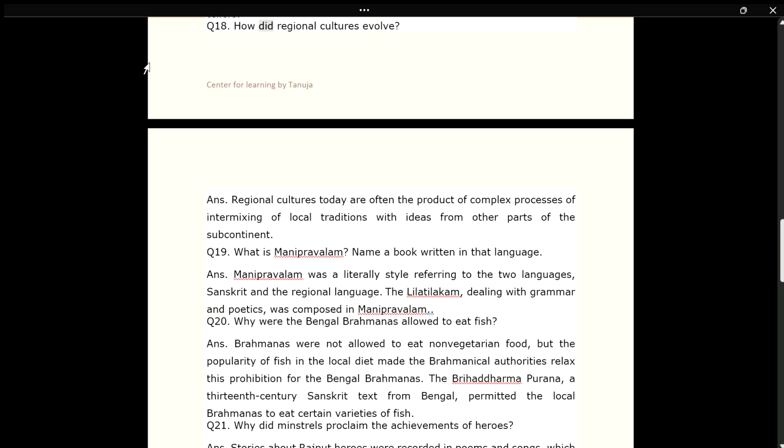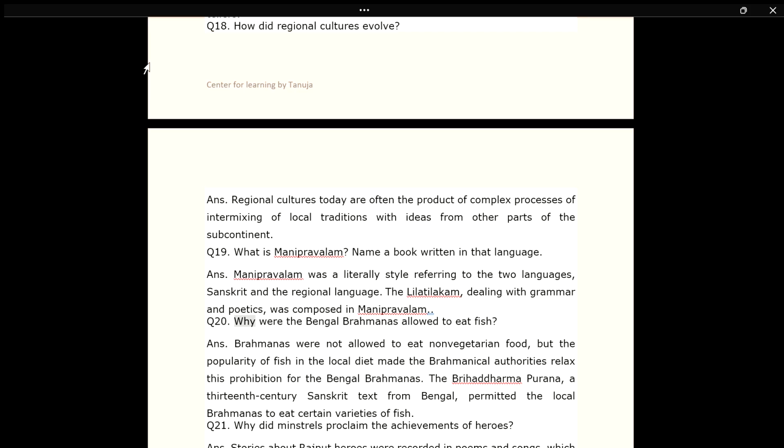Q18. How did regional cultures evolve? Ans. Regional cultures today are often the product of complex processes of intermixing of local traditions with ideas from other parts of the subcontinent. Q19. What is Manipravalam? Name a book written in that language. Ans. Manipravalam was a literary style referring to the two languages, Sanskrit and the regional language. The Leelatilakam, dealing with grammar and poetics, was composed in Manipravalam.